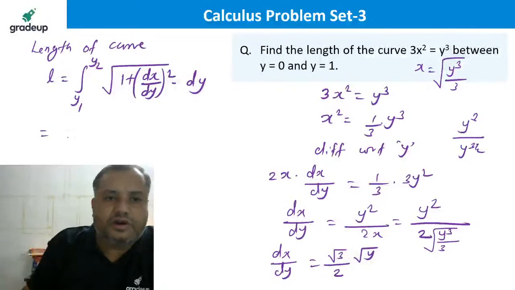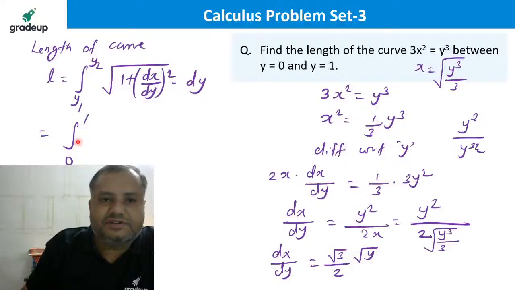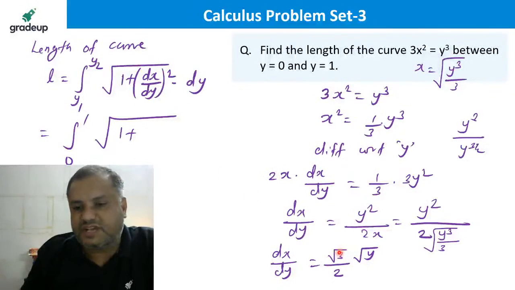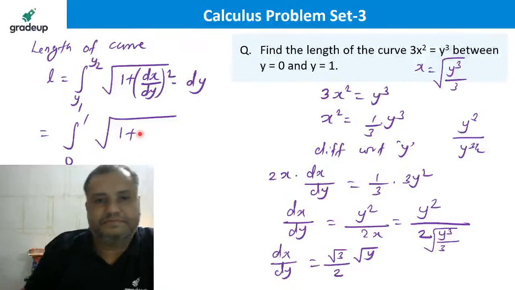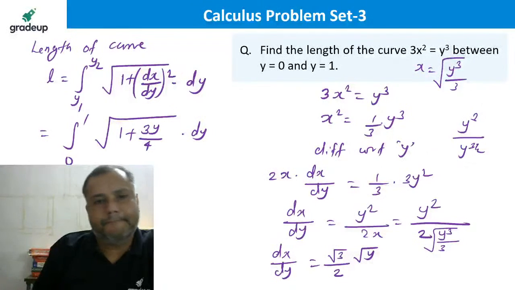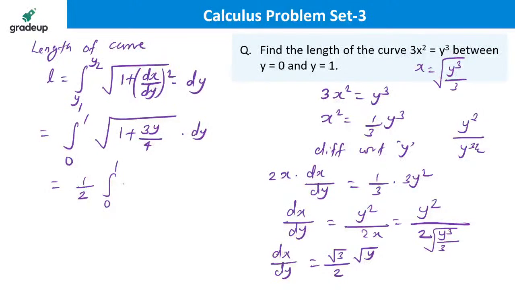But what do you want? These are the limits of y. What do you want? Dx by dy whole square. So dx by dy whole square will be 3 by 4 y. Is it okay?